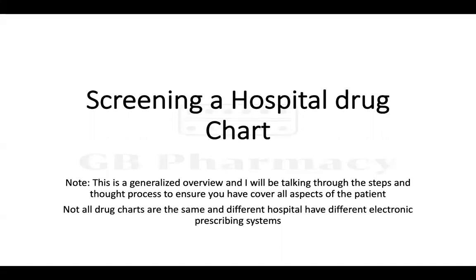So first off, just a little caveat to this is that it's a generalized overview. I will be talking through the steps and thought process to ensure you've covered all the aspects when you're screening the drug chart. However, the step-by-step might be different because all drug charts are different, and obviously a lot of places have gone electronic. The hospital I work at currently is all electronic prescribing, so everything's in one place, which is really convenient. But my steps might be different if you had a paper drug chart in front of you.